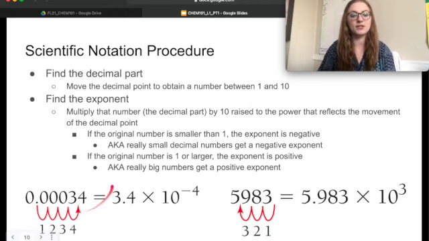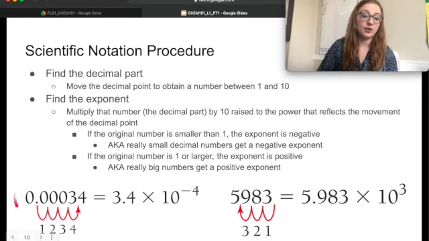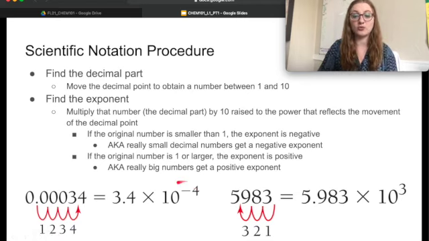If we're focusing on 0.00034, and I look at where I moved my decimal point to, I moved it 1 spot, 2 spots, 3 spots, and 4 spots to get to that 3.4 looking number, right? So I moved it 4 spots. That means my exponent part is going to be times 10 to the 4. However, we have to determine whether that exponent is going to be negative or positive. If you start with a number between 0 and 1, it's going to be a negative exponent. If you start with a bigger number, like this one, it's a positive exponent.